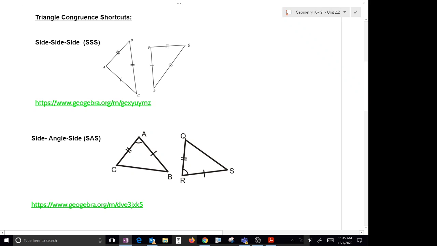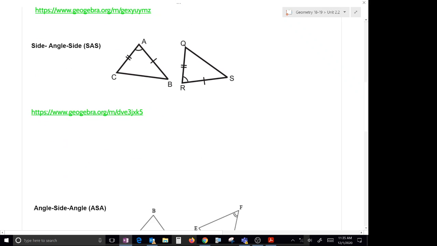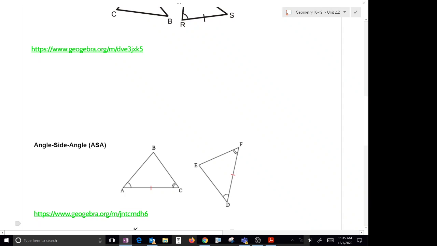All right, so far we got side, side, side, and side, angle, side. Our third shortcut is angle, side, angle. So this time we have two copies of our angles, and in between those two angles, we have a copy of one side.